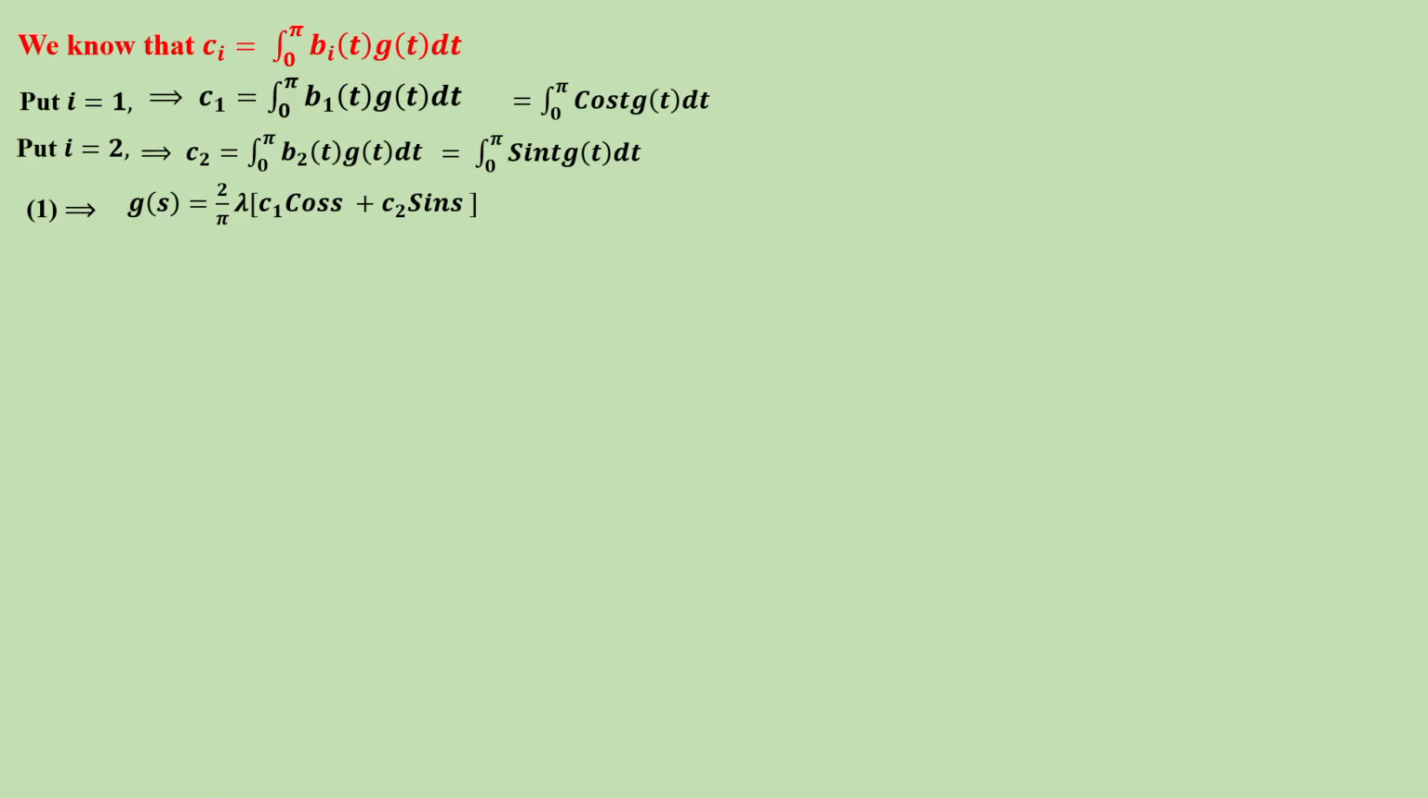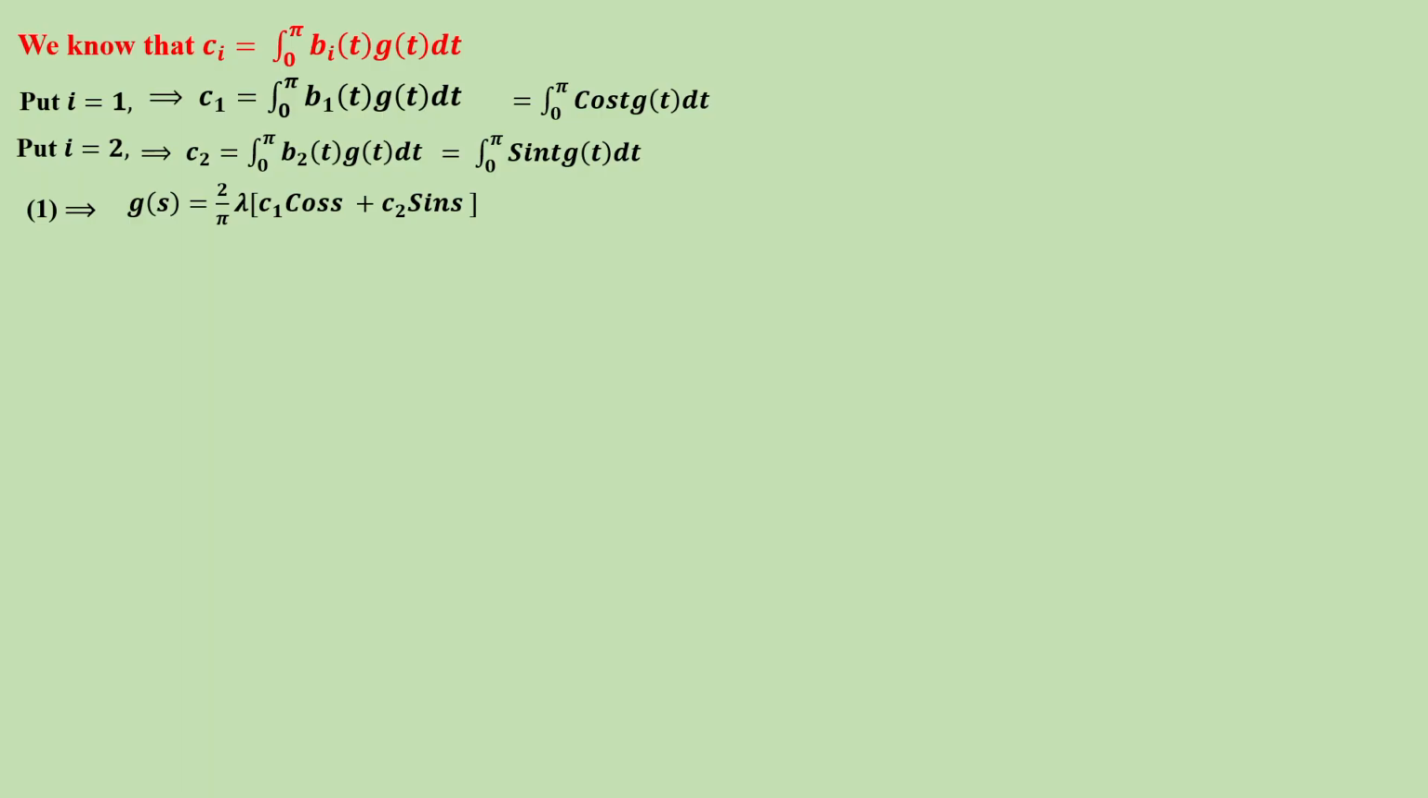So we are splitting it into two integrals. In the first integral, with 2/(πλ), we have integral cos s cos t g(t) dt. Take cos s outside because it is a constant. So we get cos s times integral 0 to π of cos t g(t) dt. That is the first term. The integral of cos t g(t) dt is C1, so substituting that, the first term is λ times C1 cos s.